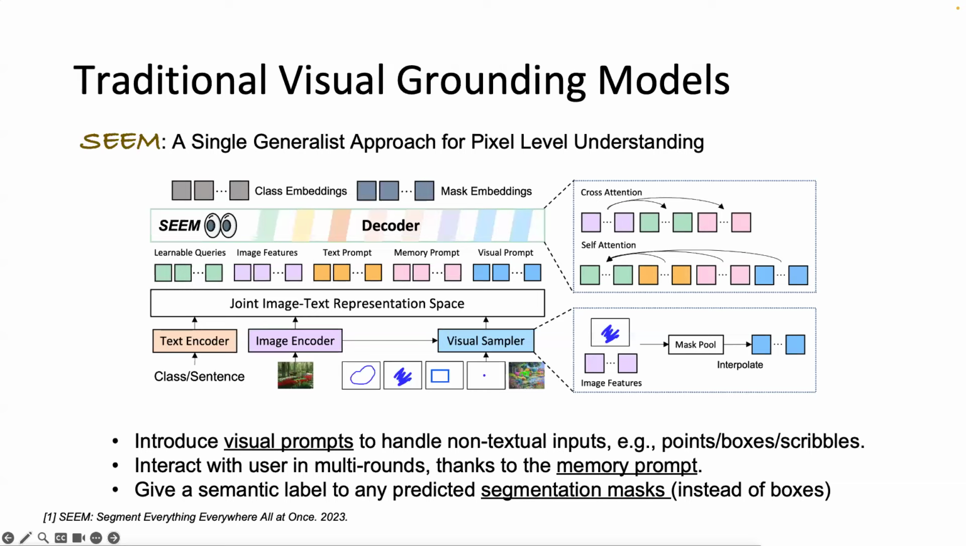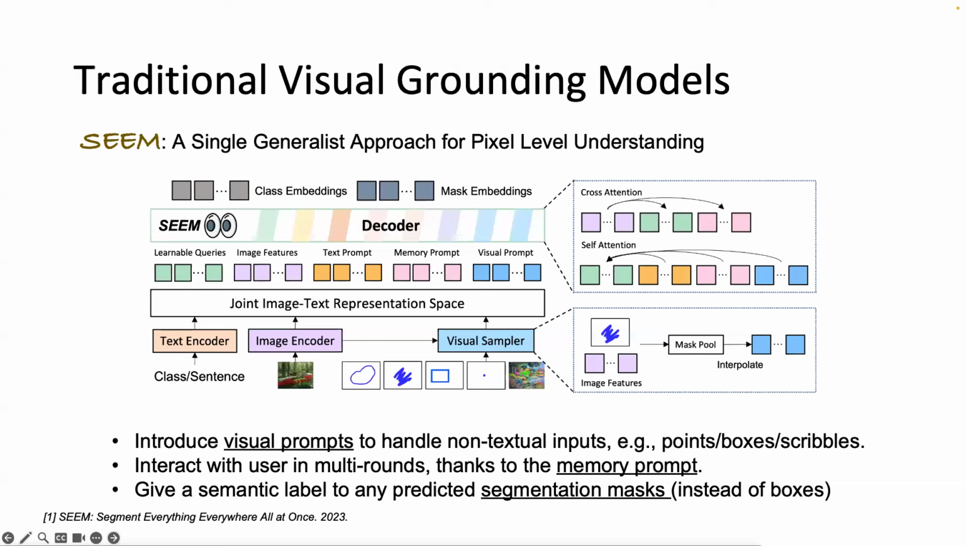So SEEM introduced a bunch of visual prompts. It doesn't only output the semantic masks or the bounding boxes. You can also take a set of visual prompts as inputs, which are not textual inputs. You can take in points, you can take in boxes, you can also do scribbles. You can take whatever free-form shape into it.